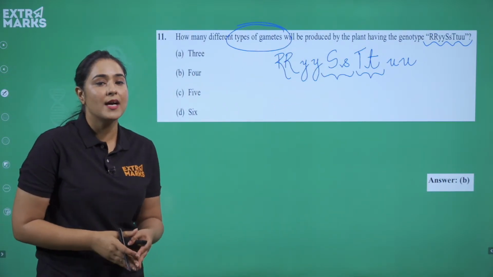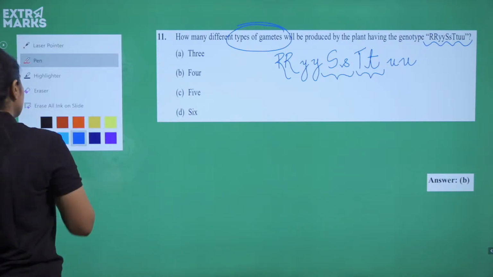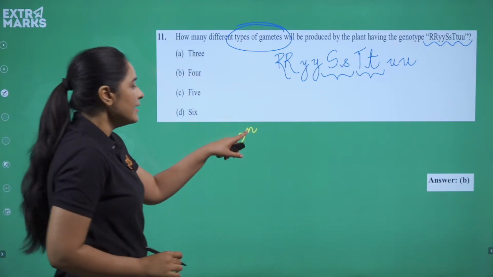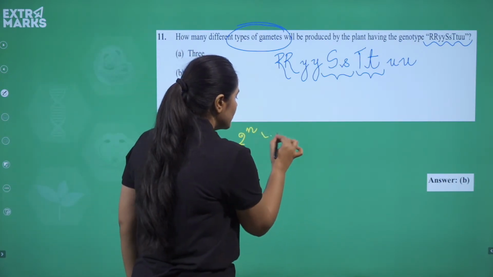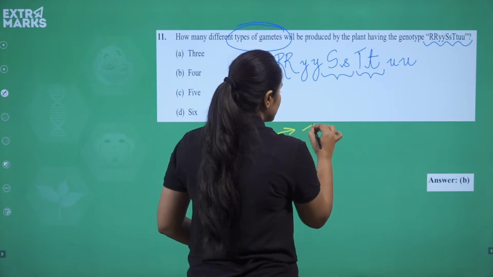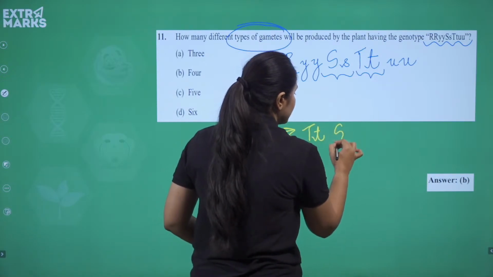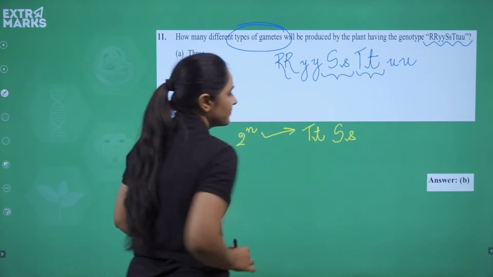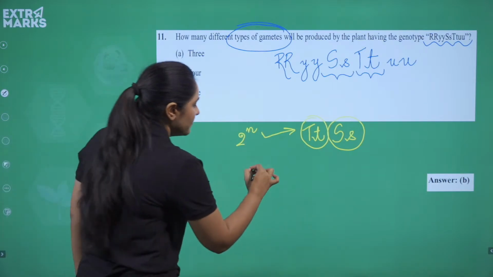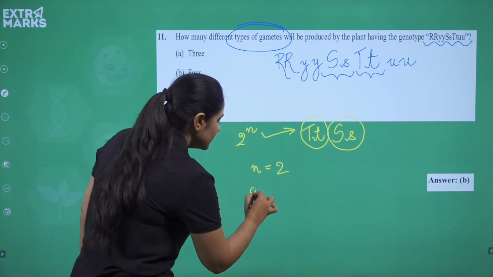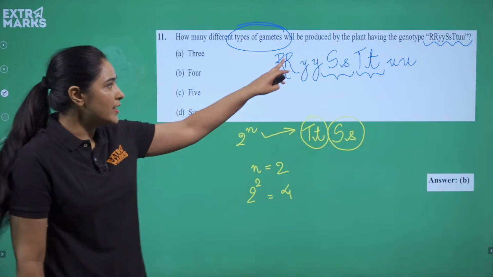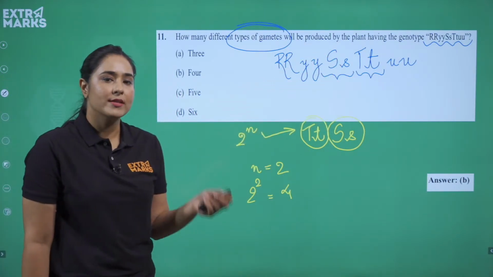When we have to find out the type of gametes, we are having a formula here, it is 2 to the power n. And n here is corresponding to the type of heterozygous alleles we are having. So we are having in case of capital T small t and capital S small s, 2 different kinds of alleles. So it will be 2 here. So 2 to the power 2, we are having 4 type of gametes. We will be having 4 type of gametes from this genotype here.